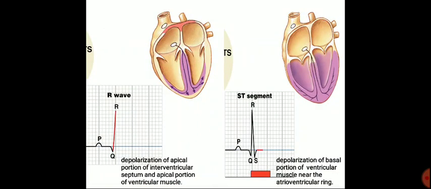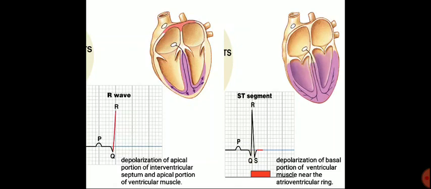Now the fourth electrical event, that is a very important event. It is the depolarization of the major part of the ventricle. So depolarization of the apical portion of the interventricular septum or the apical portion of the ventricular muscles led to the formation of the R wave. And this R wave is the longest, very strong wave. Why is it a strong wave? Because a large vector is formed, and it is the depolarization of the major part of the ventricle. All the parts of the ventricle undergo depolarization.